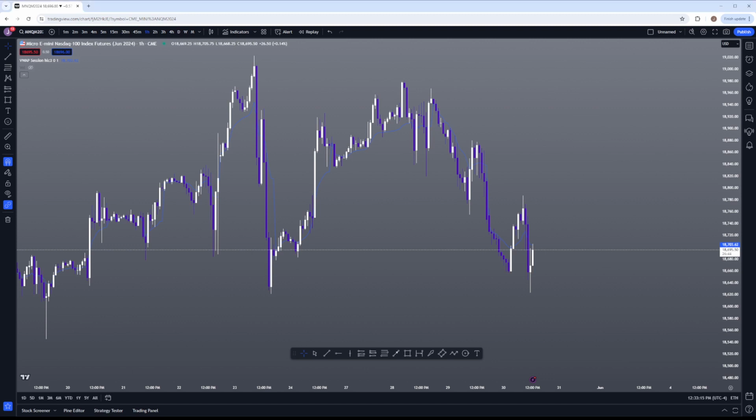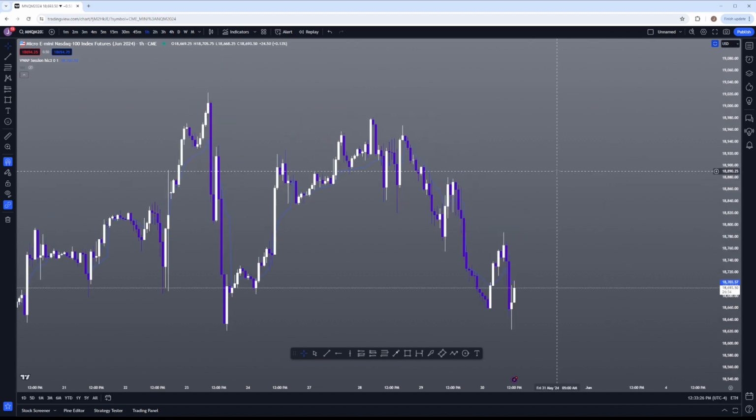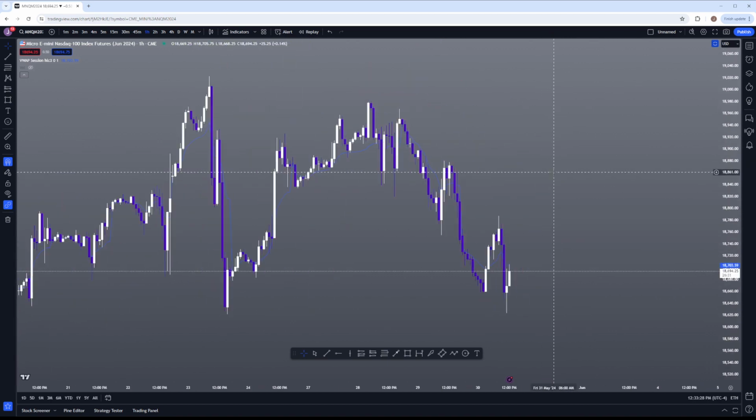All right, so let's talk about liquidity. Let me share my screen. Let's talk about liquidity, okay? So we're going to talk about buy side, sell side, external, internal, all right? We've got a lot of things to cover, but this is one of the most important parts of trading. To understand how the market moves, you need to understand liquidity.